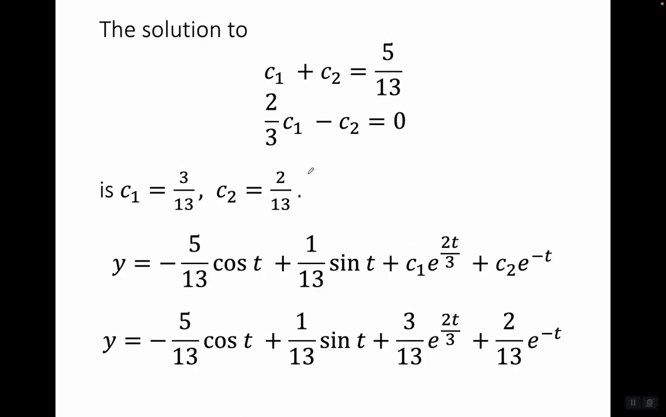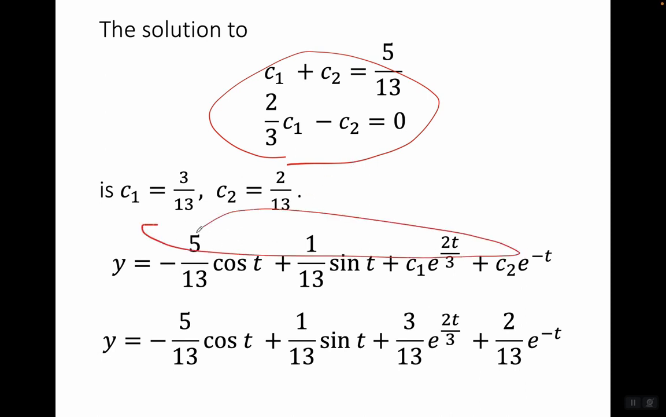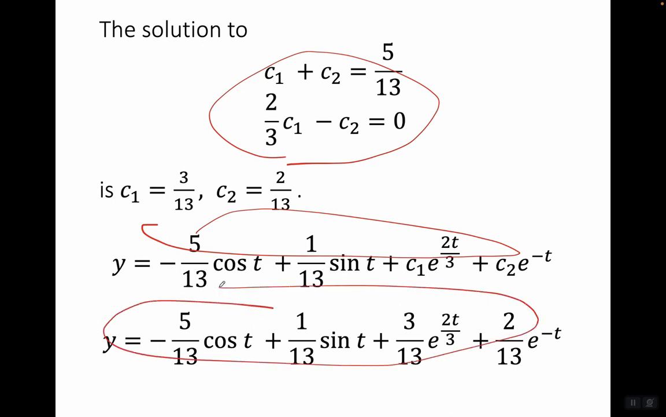So the solution to this system of equations, c1 plus c2 equals 5/13, what we saw earlier, and 2/3 c1 minus c2 equals 0, is c1 equals 3/13, c2 equals 2/13. So those are our values of c1 and c2. This was the general equation, but now let's plug in 3/13 and 2/13, and we end up with this as the solution to our non-homogeneous differential equation. Awesome!